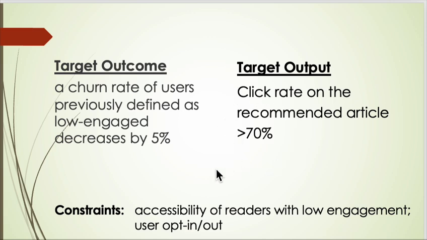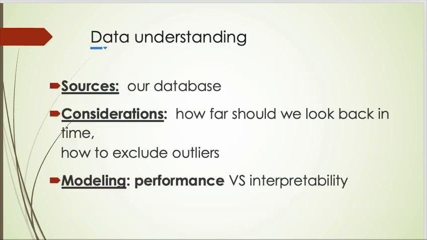Of course, there are some constraints. For example, it can be that users opt out and they will not receive any communication from us. And it can be that the lowly engaged readers, even though they receive an email or a push notification with a recommended article, they might be less interested to do any action or even to check an email at all.